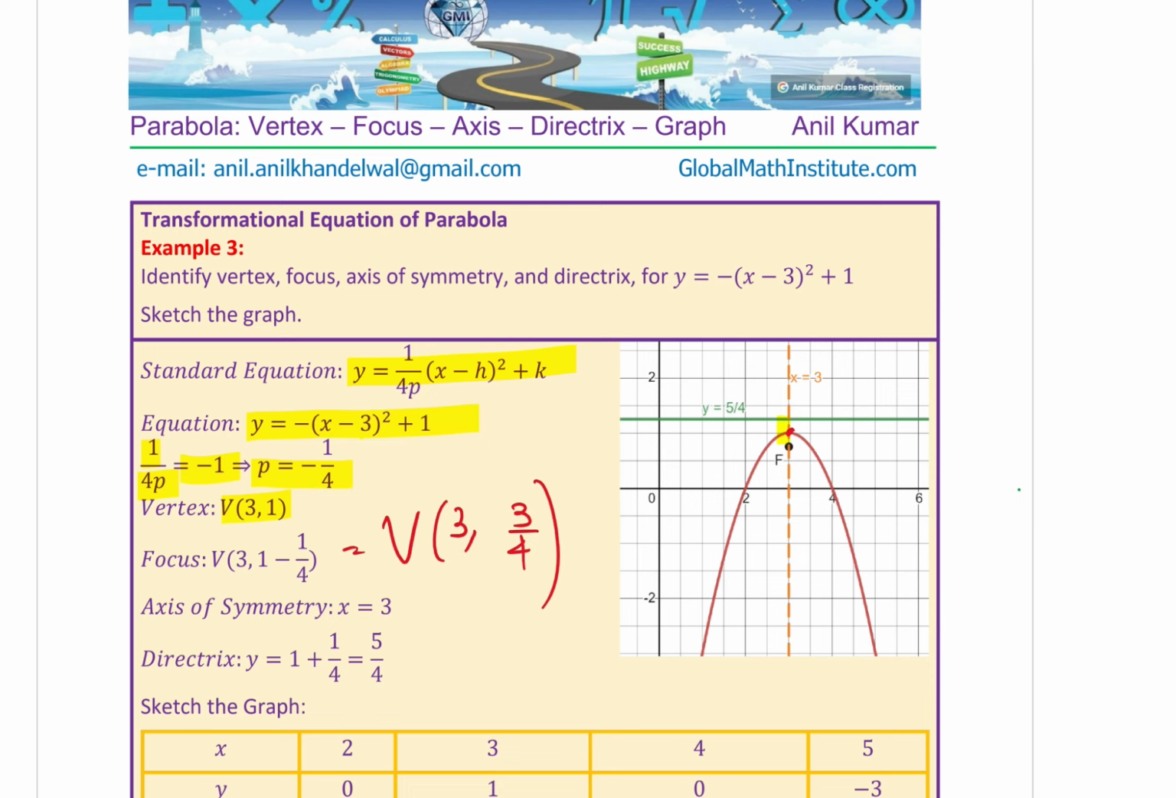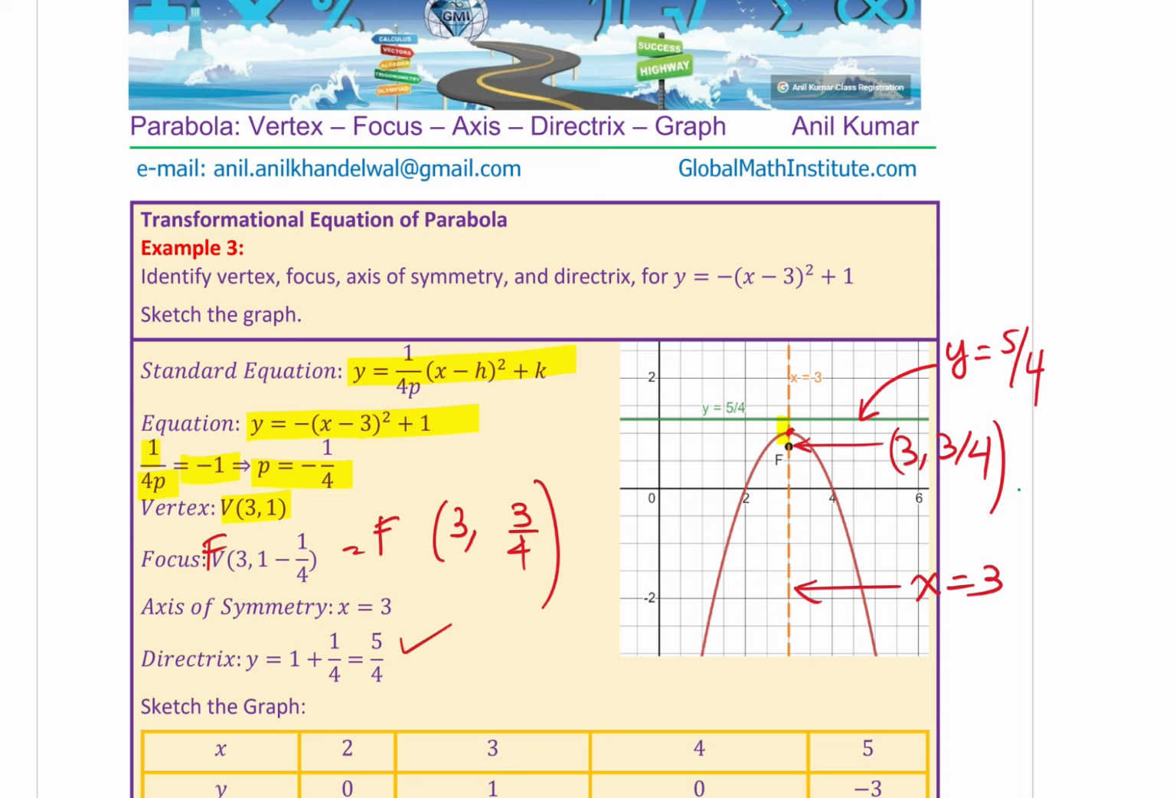So that is this point which is shown here, where I should write focus F. So the focus F is (3, 3 over 4). The axis of symmetry is the vertical line x equals 3. Directrix is above, and that is the directrix, which is y equals 1/4 above 1, so 5 over 4, right?